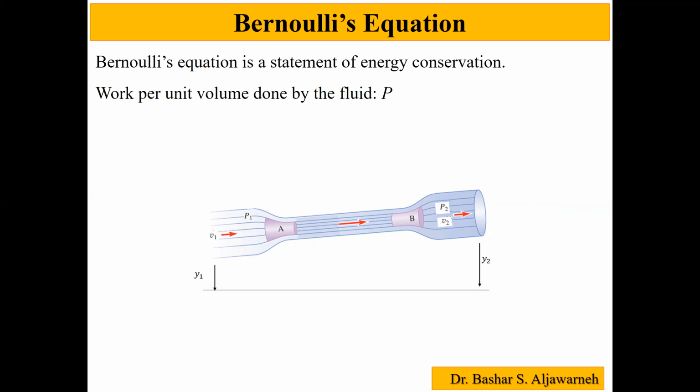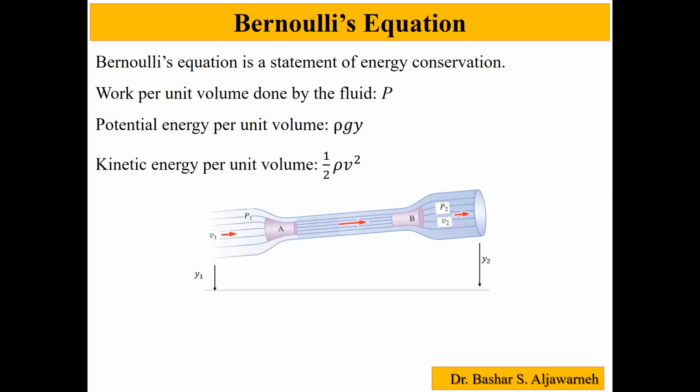The first one, work per unit volume done by a fluid, which is P. Potential energy per unit volume, which is rho G Y, and kinetic energy per unit volume, which is 1/2 rho V squared. Therefore, Bernoulli's equation will be pressure plus rho G Y plus 1/2 rho V squared equals constant.